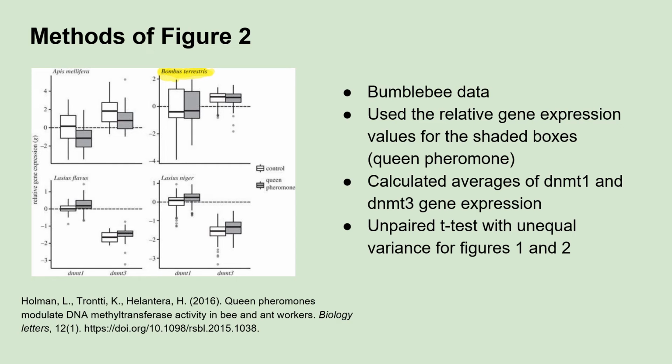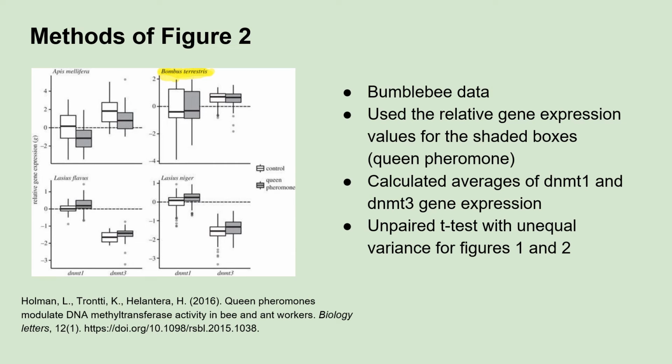This figure provided the DNMT1 and DNMT3 data for my bumblebees. And as you can see from the highlighted portion, I used the shaded boxes of DNMT1 and DNMT3, which refers to the bee samples with QMP.